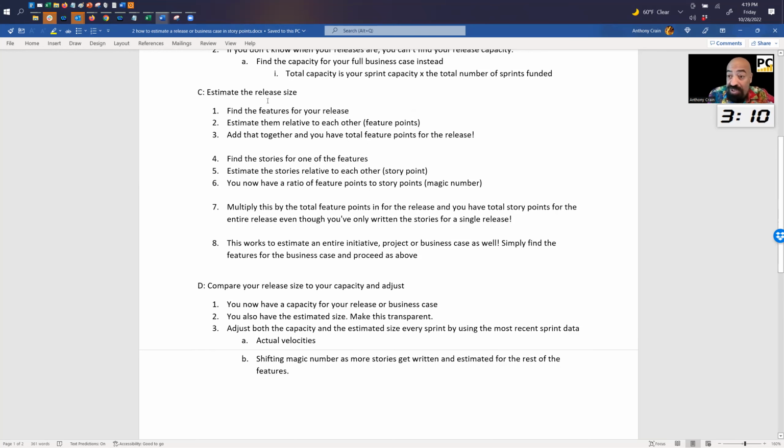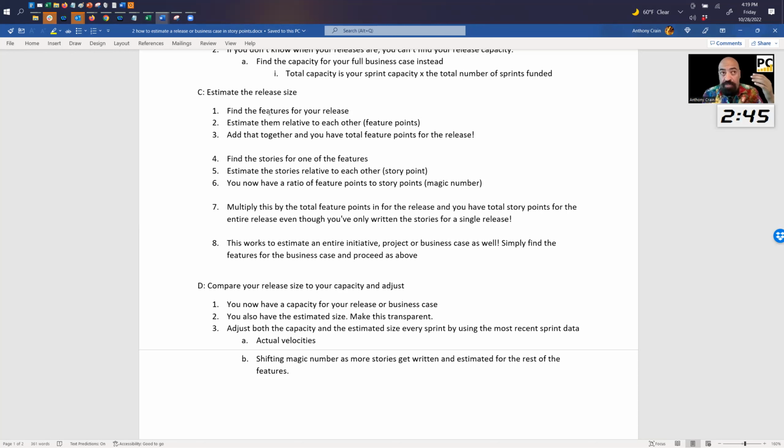Now, here's how you estimate the release size. What you do is, and there's a separate video on this, so I'm not going to go too deep, it's about a ratio. You just find the features first and you relatively estimate those. So your smallest feature is a 1 and you scale the rest against that 1. Then you break down one of those features, the one you're probably going to build first, because then you don't have scrap, right? So take the feature you do first, break it down into stories and estimate that.